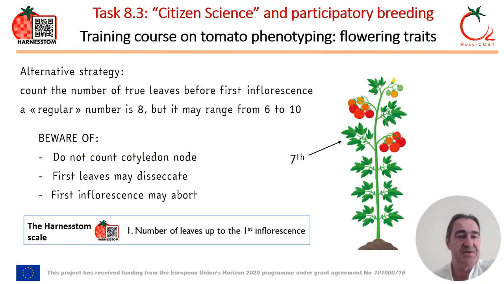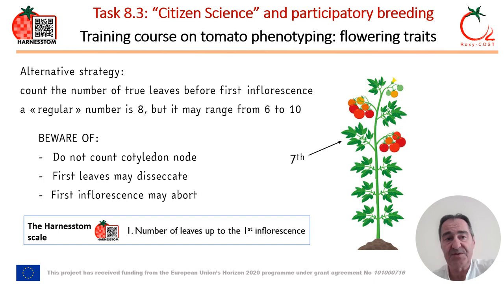An alternative strategy to record the flowering time is to count the number of leaves before the first inflorescence is emitted. This trait is not present in the CPVO protocol. As said, the broader average of leaves emitted before the first inflorescence is 8, but the value can actually range from 6 in some determinate types to 10 or 12 in some flowering mutants.